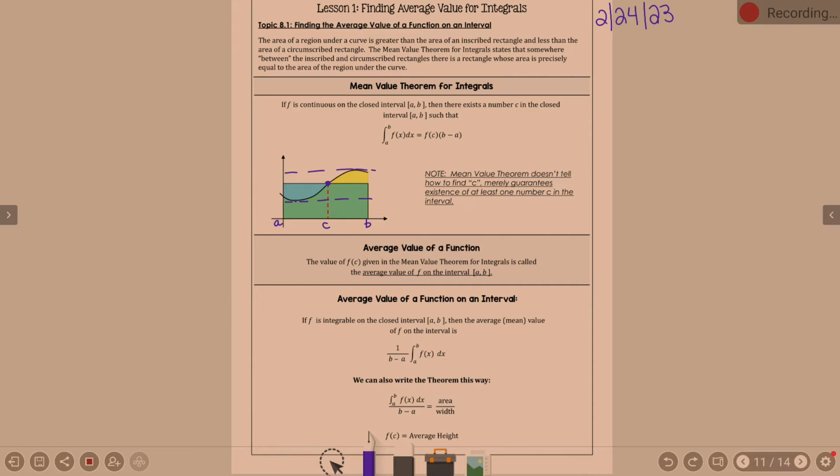Now, we've talked about existence theorems along the way. The mean value theorem is an existence theorem. It doesn't tell us how to find c, it just guarantees that there is some number that exists in that interval from a to b. And so we're going to talk a little bit about the mean value theorem.